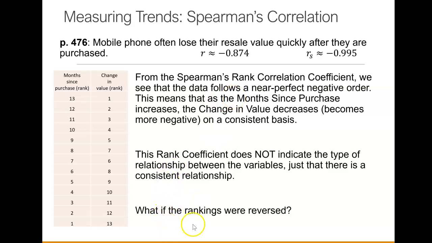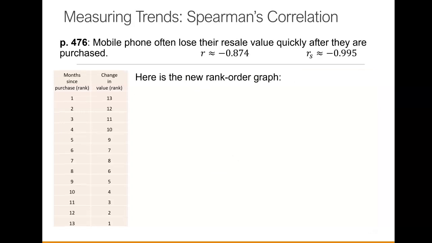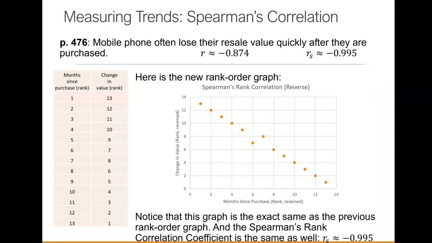What if we reversed them? What if we picked the smallest one as 1 and did the same thing? So we just do that. What do you suspect is going to happen? Oh! It's the exact same, right? We got the exact same graph. And the Spearman coefficient should be this exact same as well.